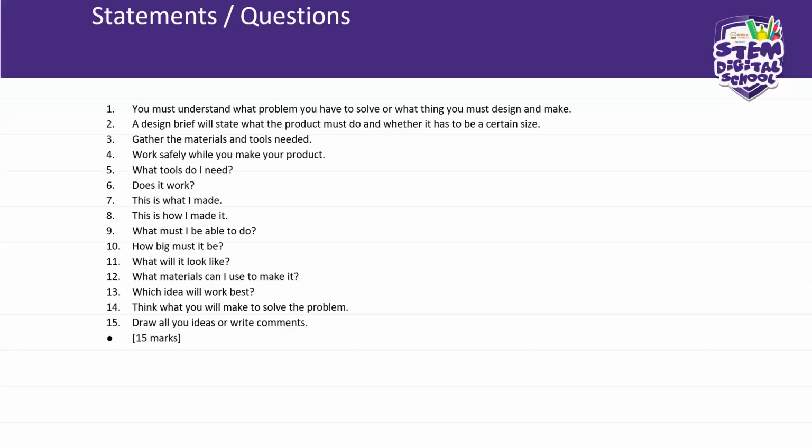The comments, draw all your ideas or write comments. That will be the design stage. You know why? Because you have to comment on the advantages and the disadvantages. That is what I mean by comments.